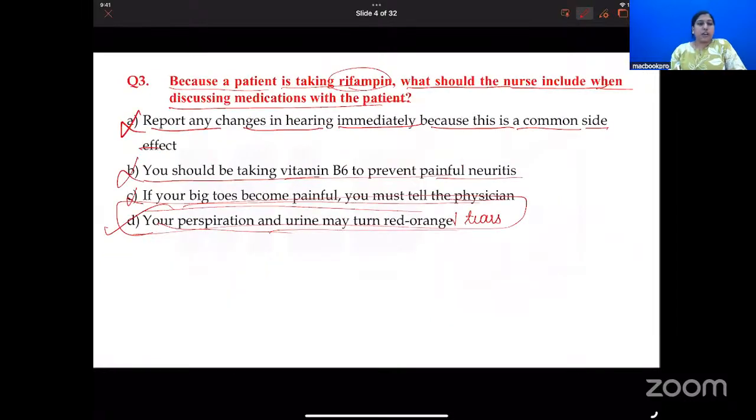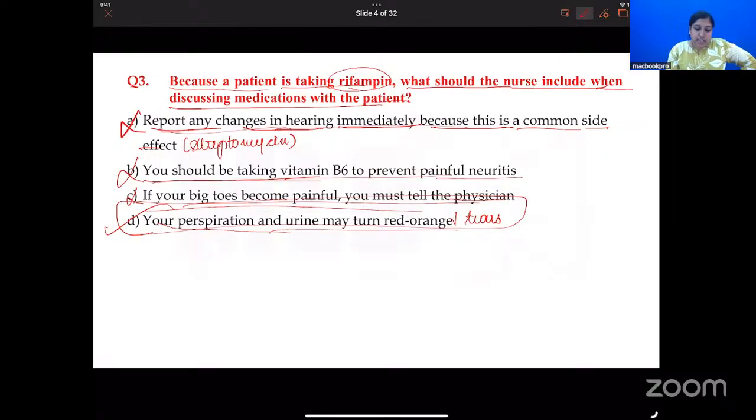Now coming back to the question, report any changes in hearing immediately because it is a common side effect. This is a side effect of your streptomycin. Streptomycin is a severely ototoxic drug, as you all know. That's why it is shifted to the second line anti-tubercular drugs.